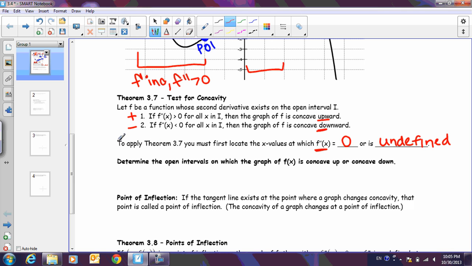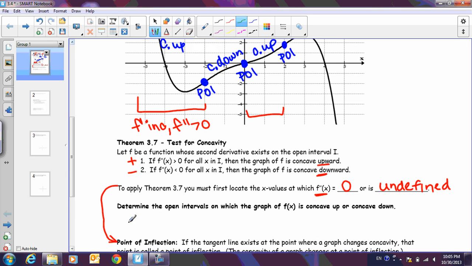And again, this is going to be points of inflection, so I want you to just go ahead and draw an arrow there. All right, let's go ahead and determine the open intervals on which the graph of f of x is concave up or concave down. Let me scroll up just a little bit. So we can say that f is concave up on the interval, it looks like negative infinity to negative 2, and then it picks back up from 0 to 2.